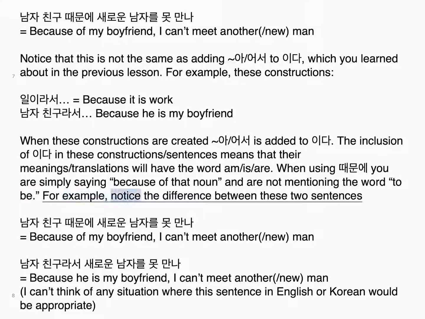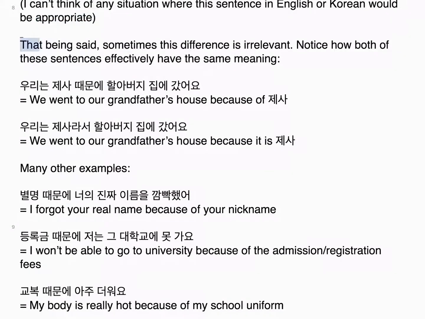For example, notice the difference between these two sentences. 남자친구 때문에 새로운 남자를 못 만나. Because of my boyfriend, I can't meet another new man. 남자친구라서 새로운 남자를 못 만나. Because he is my boyfriend, I can't meet another new man. I can't think of any situation where this second sentence in English or Korean would be appropriate. That being said, sometimes this difference is irrelevant. Notice how both of these sentences effectively have the same meaning.